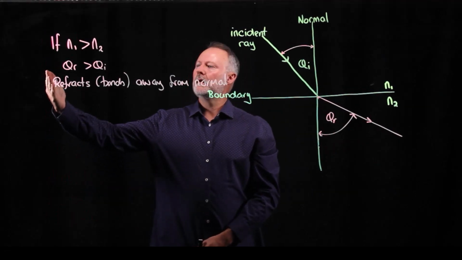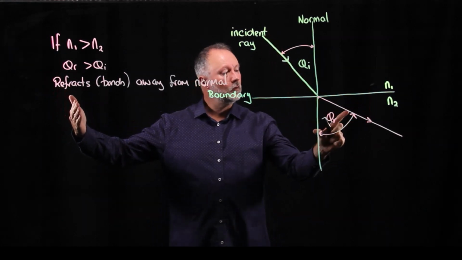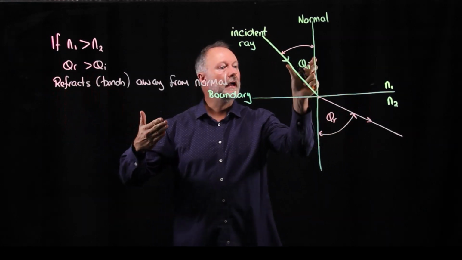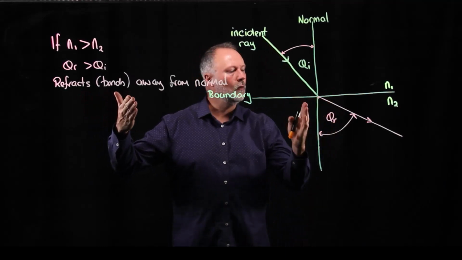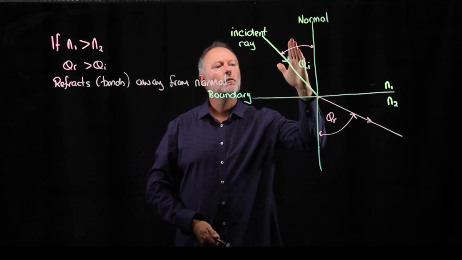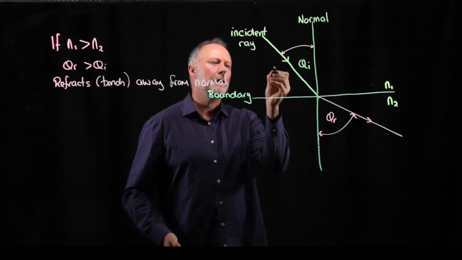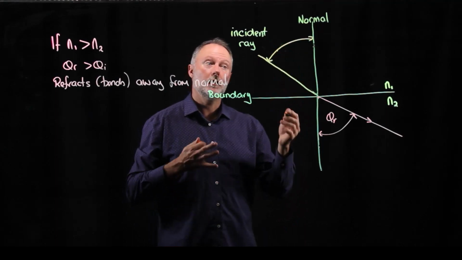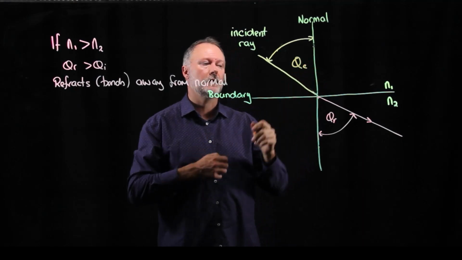A quick recap. If N1 is greater than N2, we find that the angle of refraction is greater than the angle of incidence. And we can say that the beam refracts away from the normal, or bends away from the normal. Now, if you continue rotating this angle of incidence, you can do this until you reach a particular angle called the critical angle, theta with a little subscript c for critical.